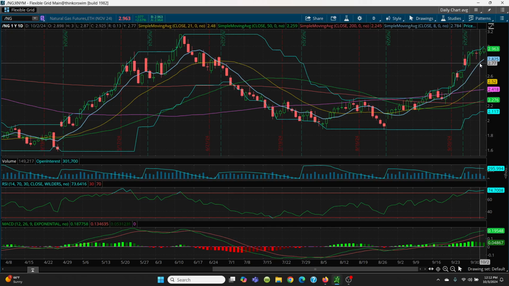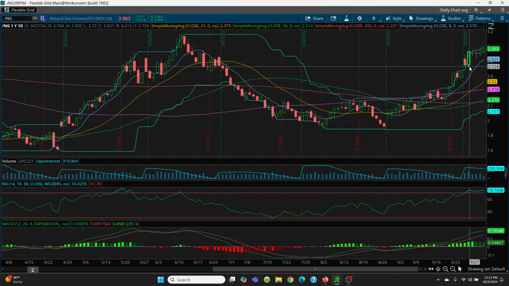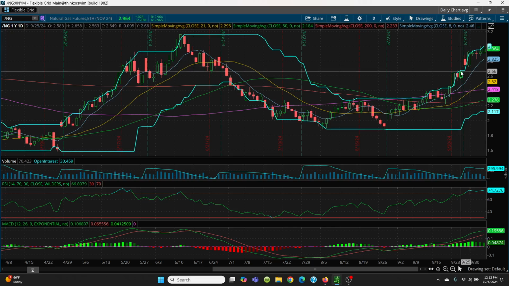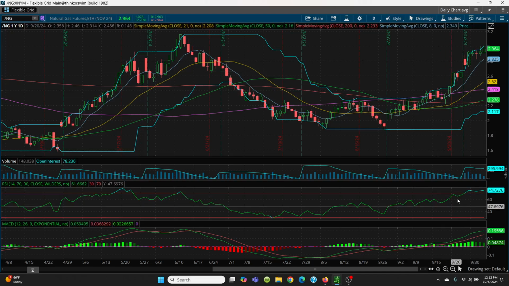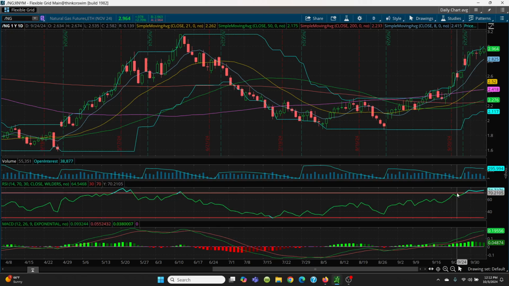That's going to be very, very crucial. Again, if that's lost, we're going to come right to this gap, okay? 2.72. And then right on top of here is the fill, 2.658. But right now, this is a very, very bullish chart. You can see your RSI, you're over 70, which is nosebleed. RSI also tells you that you've got a very, very strong commodity stock, etc.